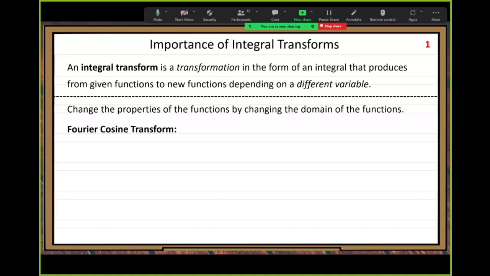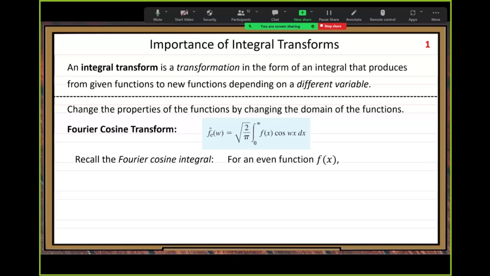Fourier cosine transform. Now we define the Fourier cosine transform. So let's bring in our Fourier integrals, the two formulas, to calculate the A function, then the F function representation in the Fourier cosine integral. Let's recall the Fourier cosine integral for an even function from these two formulas. Even function, so we can do that.